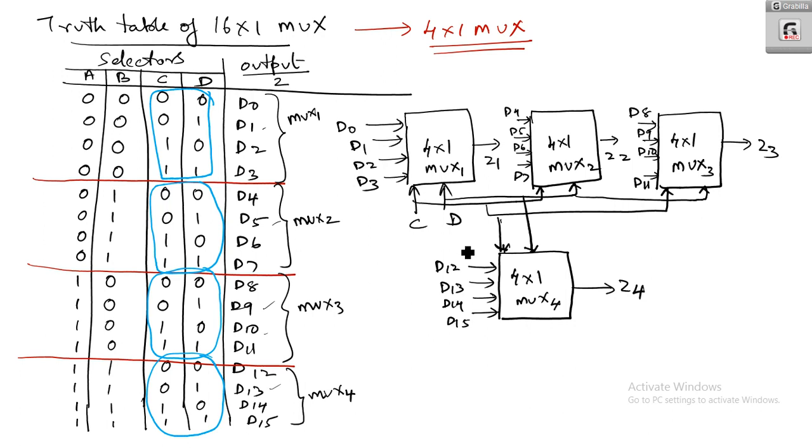So you need to select from these 4. How many total outputs will there be? Total there will be 4 outputs from these 4 muxes, and you need to select one from that. So what is the idea behind that? Make another 4 by 1 mux.